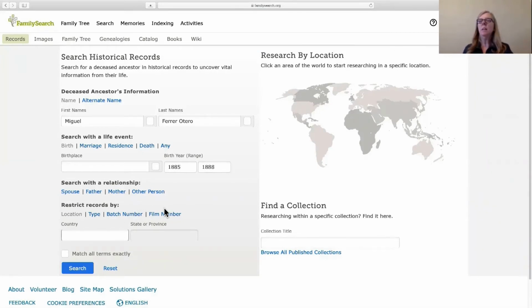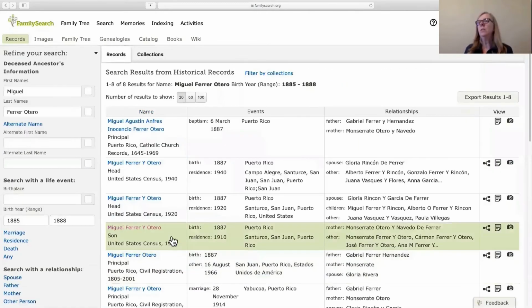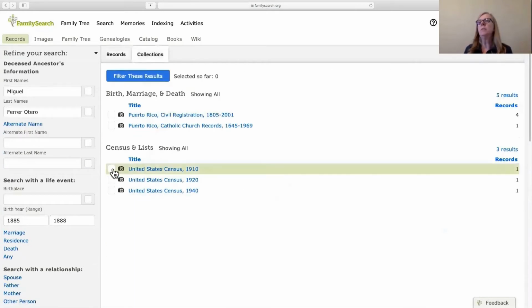And again, because the family's in Puerto Rico, I just want to see all the people in Puerto Rico with this name. So I've restricted my location to Puerto Rico. I'm going to click on search. Now you'll see there's a lot of results here. So I want to just see the census for the purpose of this demonstration. So let's take a look at the census records.